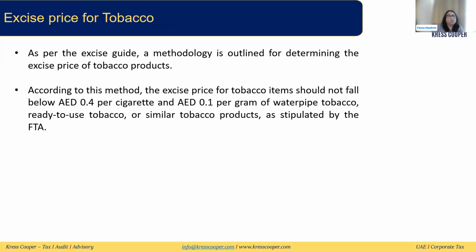For tobacco, in the guide, they have said that the price in the FTA good list should not be below AED 0.4 per cigarette, or AED 0.1 per gram of water pipe tobacco, ready-to-use tobacco, or similar tobacco products.